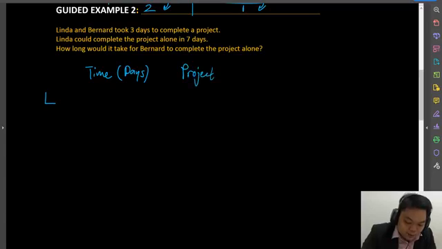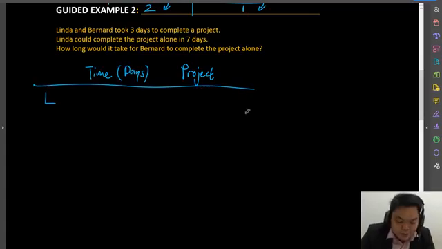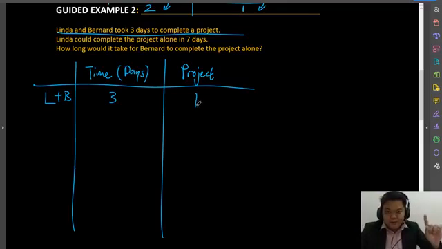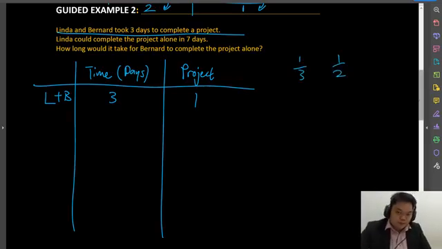My guess is that some of you don't understand what I'm doing about the project. So let me just briefly explain first. Linda and Bernard took 3 days to complete the project. So this means that in 3 days, they can clear one entire project. You will see that the details of this project are not known. We do not know exactly how it's split, but we just measure the progress of the project as one whole, where one whole represents the completion of the project. So if it's something like 1/3 done or half done, this represents the fraction of the progress of that project.